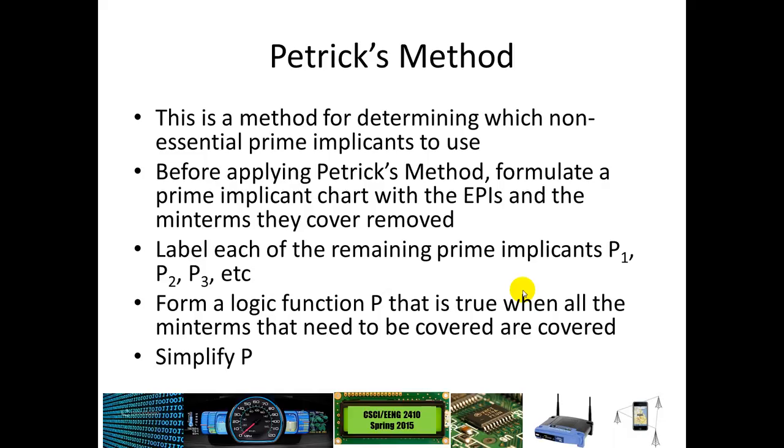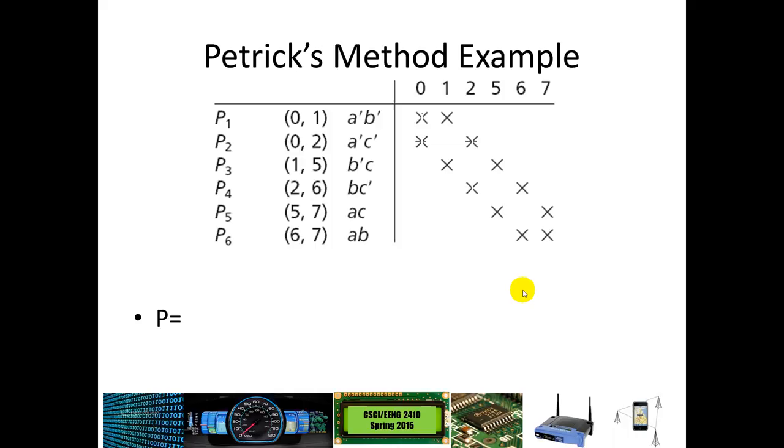And we're going to create a combined expression. So here is an example. We have seen this chart on the previous slide. Let's see how we could apply Petrick's method. So we've labeled P1 through P6 for all of our prime implicants. We realize none of those were essential. And so what we can say is that in order to get coverage for 0, we need to choose P1 or P2. So we can put that down there. In order to get coverage for 1, we know we need P1 or P3. So we must choose P1 or P2, and we must choose P1 or P3.